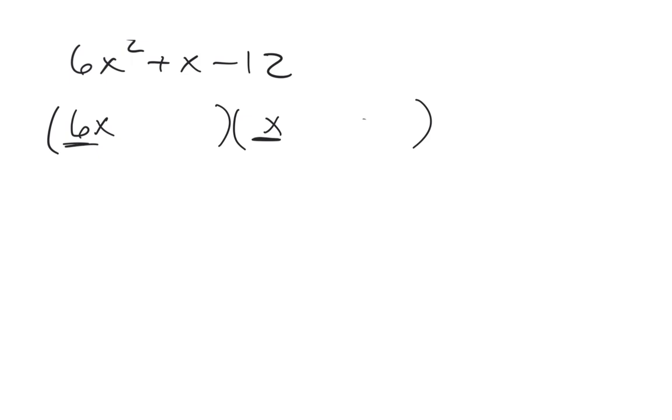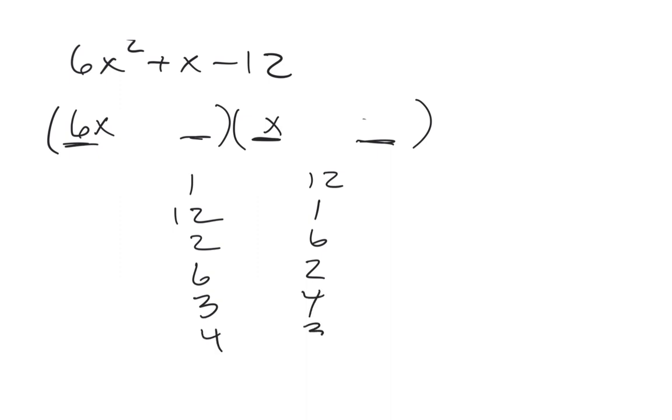My last two numbers have to multiply to be 12 or negative 12, but I'll focus on the 12. My combinations are either going to be 1 and 12 or 12 and 1, 2 and 6 or 6 and 2, 3 and 4 or 4 and 3. Now when I'm factoring, I know there's no common factor in the original polynomial, so I know my binomials should have no common factor either.